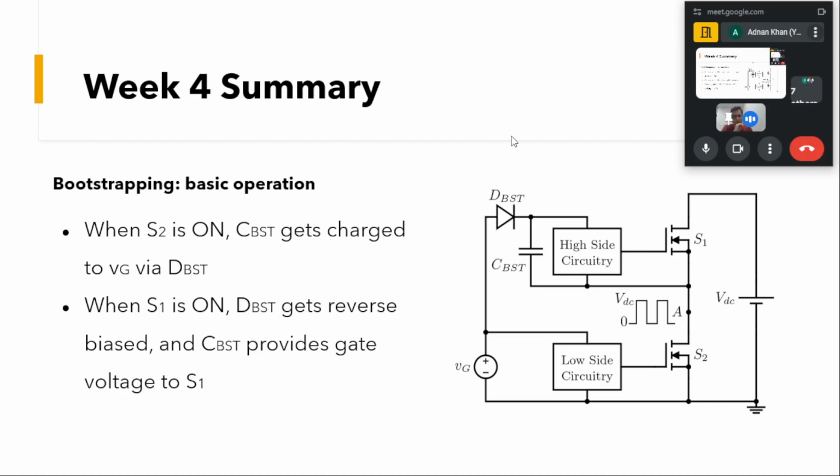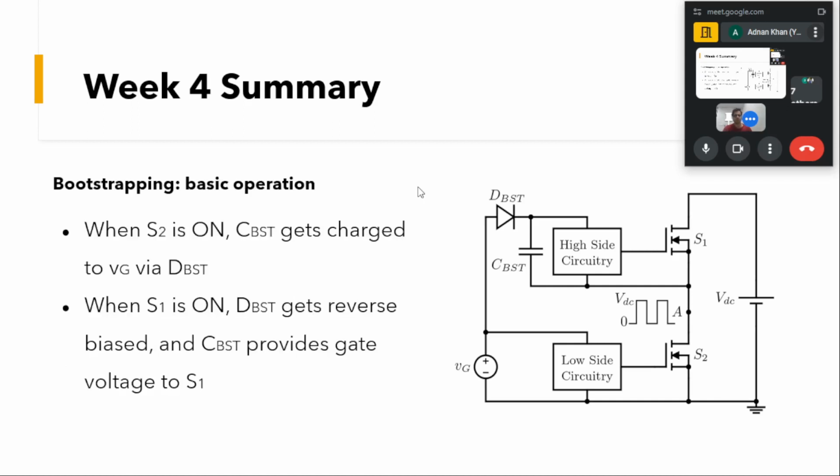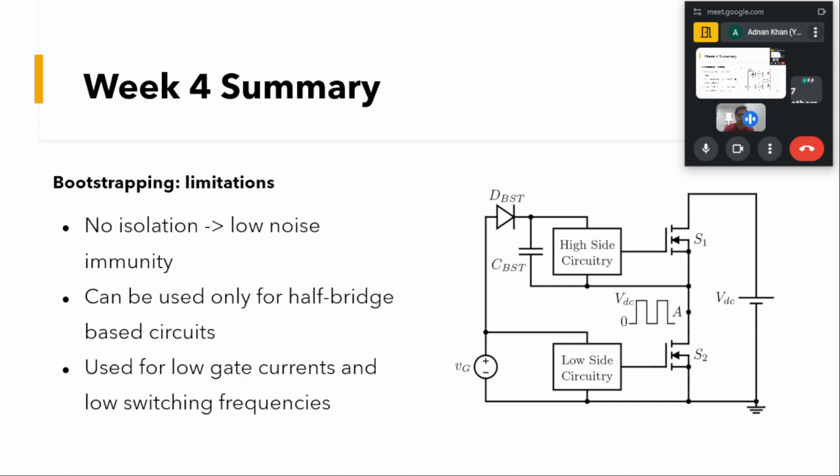But the main principle is this: when the bottom device is turned on, our bootstrap capacitor gets charged, and when our bottom device is turned off, this capacitor provides sufficient gate charge for the top side device to turn on. Now, we can see this bootstrapping has certain limitations as well.